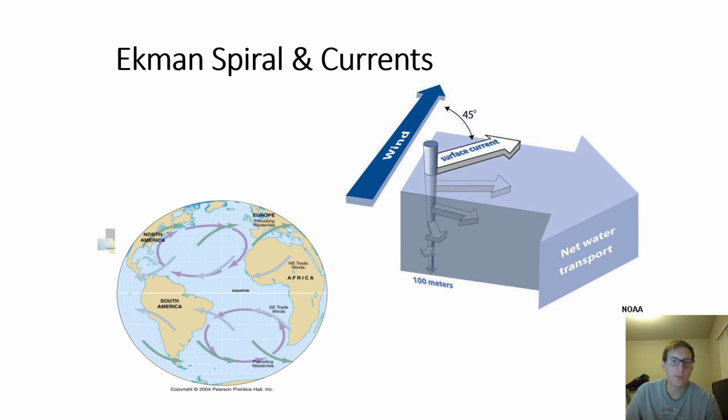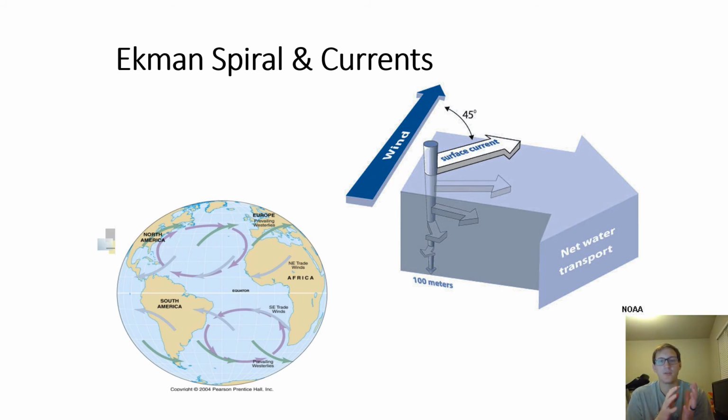Okay, so Ekman spirals and current. Basically, this wind and this current together help the flow of all the water. We'll talk again about different winds and what they do in our next video, about trade winds and certain winds that blow east to west and west to east and stuff like that.